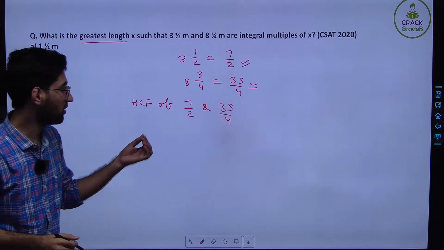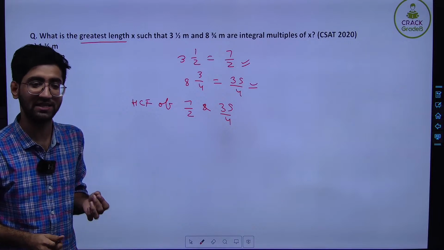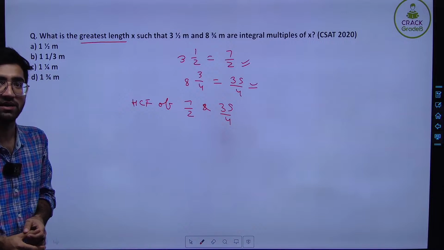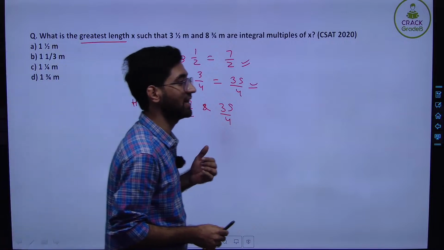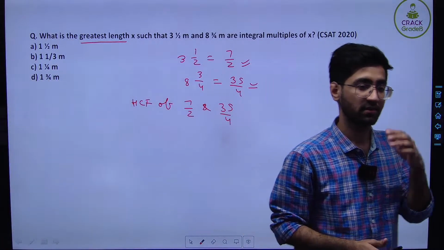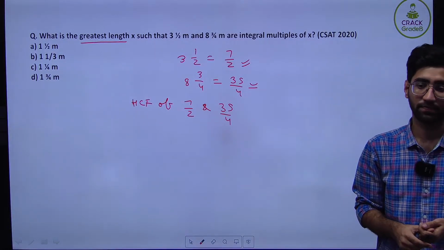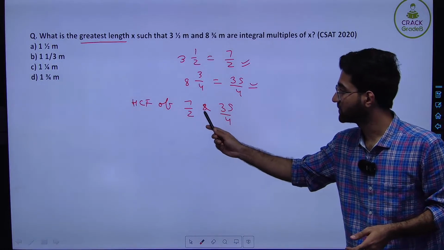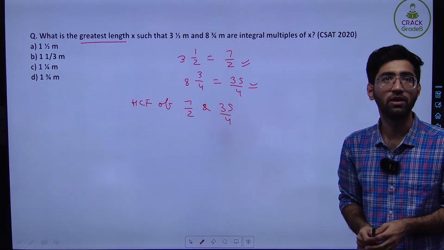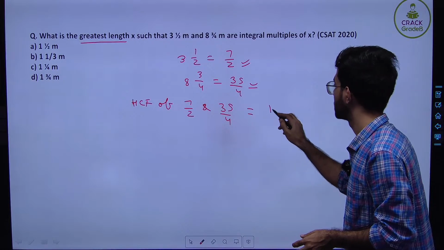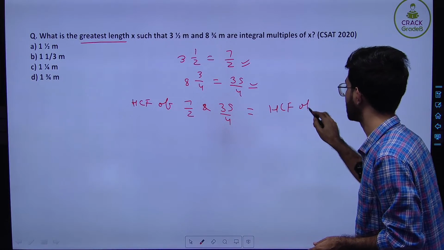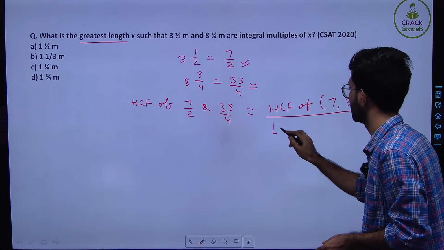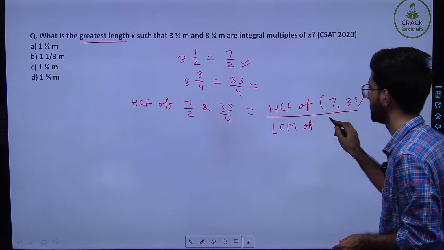We have learnt about finding the HCF of fractions in yesterday's lecture. Right? Try to recall that formula. That how do we find the HCF of fractions? If we have to find the HCF of 7 by 2 and 35 by 4, what will we do? We will do simple. We will find the HCF of numerators and we will divide it by the LCM of denominators.